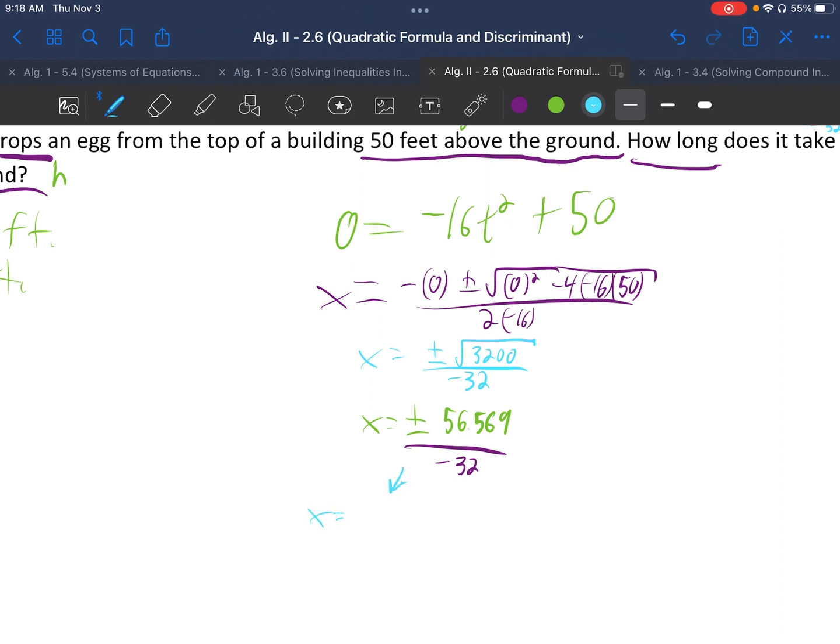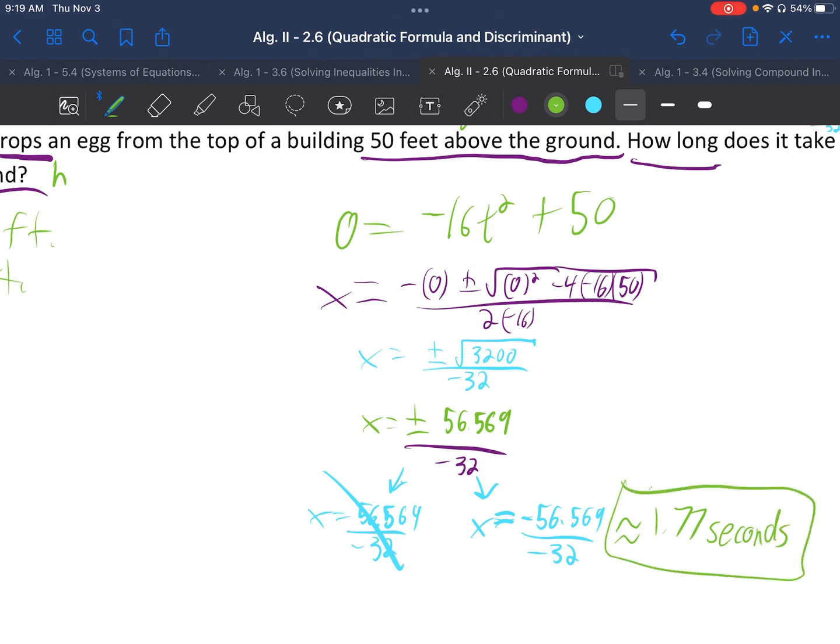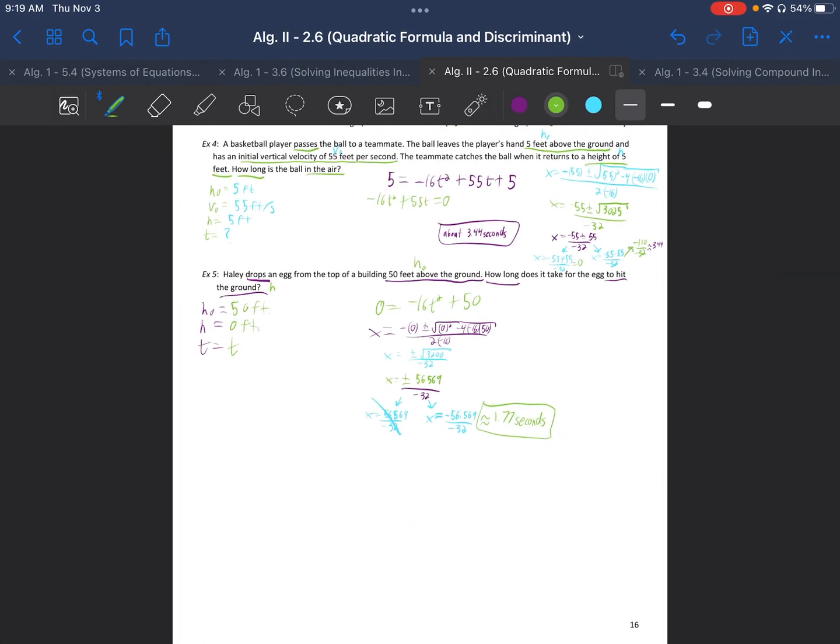If we take the positive version and divide that by a negative, that's going to give us negative time. Time can't be negative. If we take the negative version and divide that by a negative, that's going to give us a positive. That's the one we want. So if we divide those two, we end up getting approximately, not exactly, 1.77 seconds. To answer the question, how long will it take? It'll take about 1.77 seconds. All right, that is section 2.6.